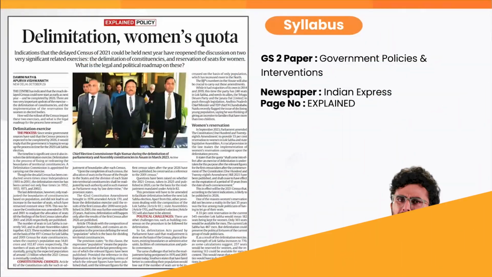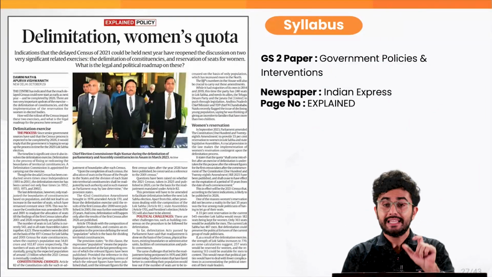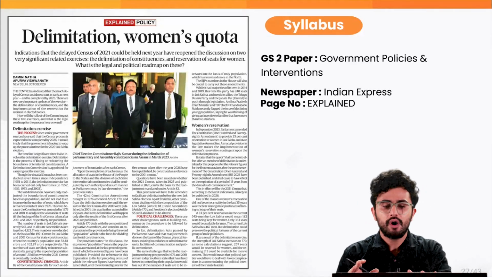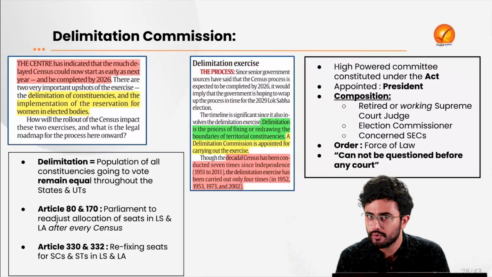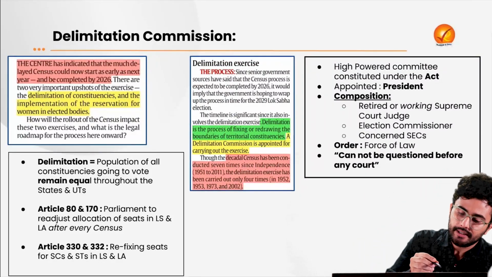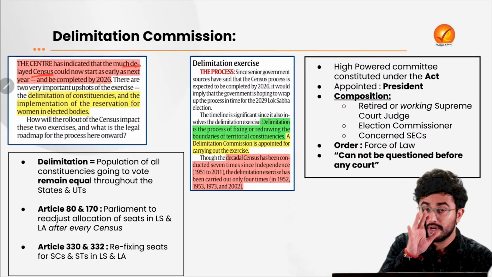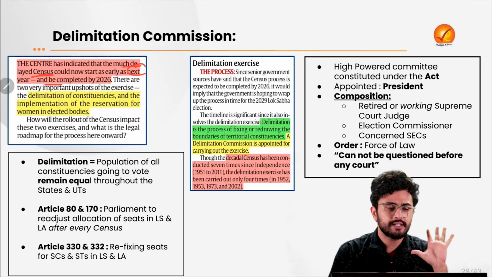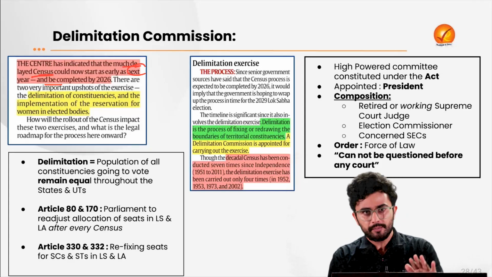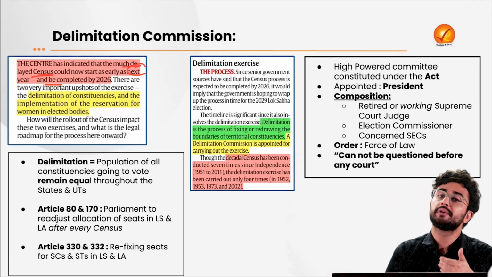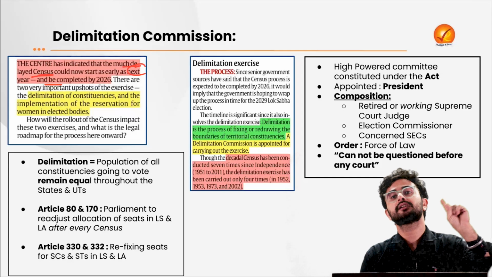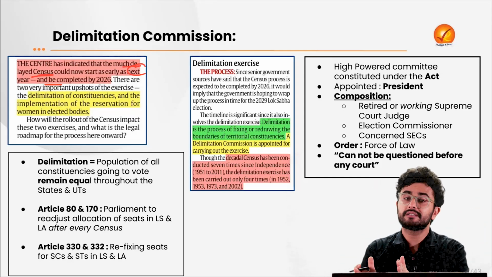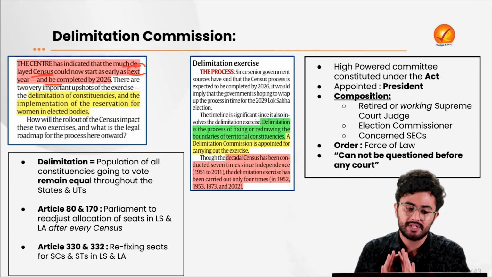And we move forward to the next news, where we are actually going to learn about a very interesting statutory body which we have, and that is the Delimitation Commission, and what this exercise actually entails. So what is happening is that the center has indicated that the much delayed census would now start as early as next year, and it has to be completed by 2026. The idea is that if you are going to complete the census, then the government can actually appoint a delimitation commission, and then when the next election is going to take place by 2029, the election will actually take place on the basis of the newly delimited constituencies.